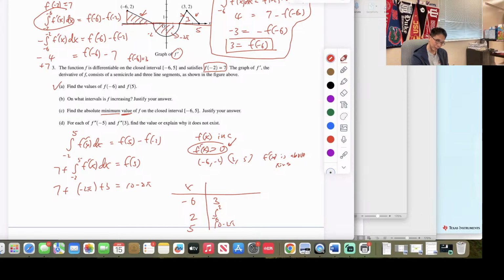Wait, hold on a second. From -2, you're right. If from -2 to what? To 2. So that is gonna be 7, right? 7 plus that, right? Initial condition. The initial condition doesn't matter. Does that make sense?